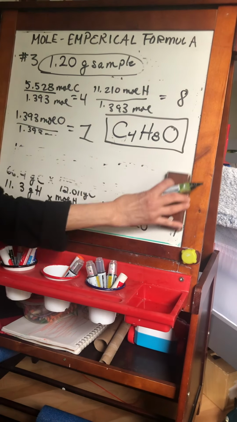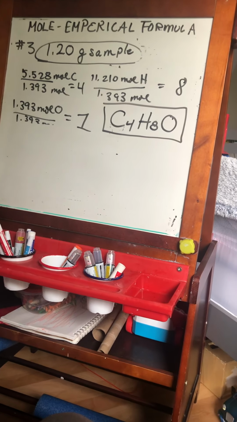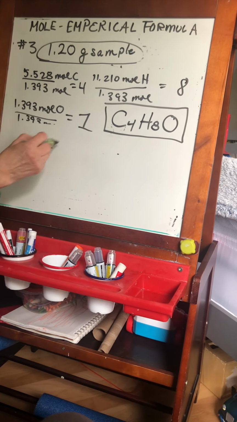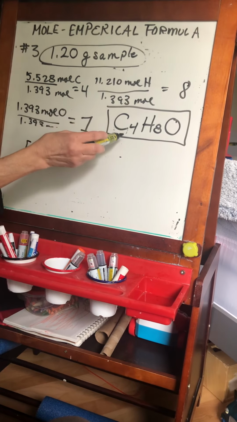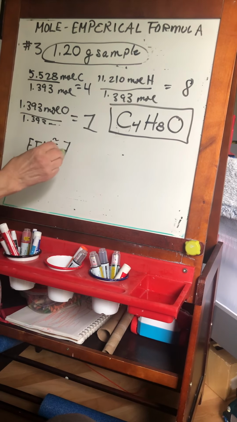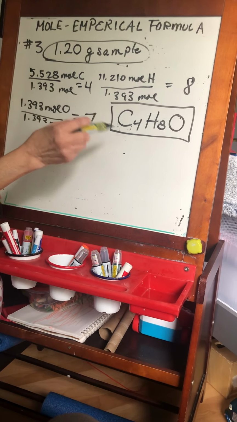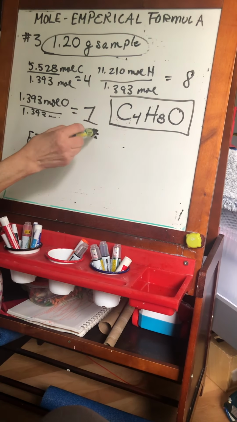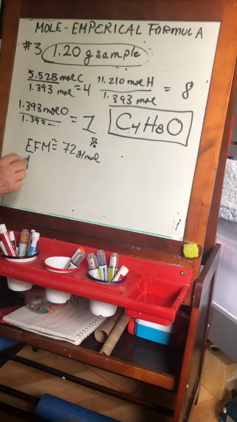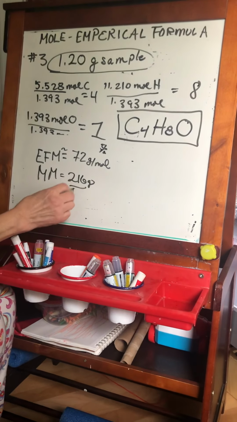Then the problem gives you the molar mass and asks you for the molecular formula. So the empirical formula mass is equal to 12 times 4 is 48, plus 8 is 56, plus 16, yeah, 72 grams per mole. That's approximate, you guys. And we're told molecular mass is 216 grams per mole.